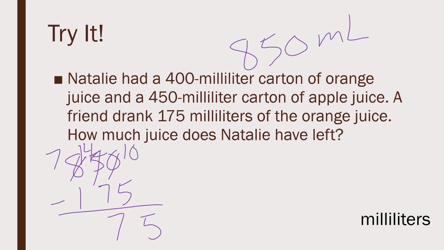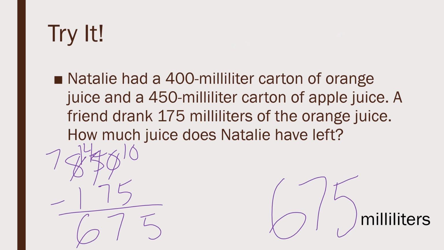Now we're done with our tens. Let's move back to our hundreds place. 7 hundreds minus 100 is 600. So Natalie has 675 milliliters of juice left. Natalie, I hope you're drinking that juice responsibly.